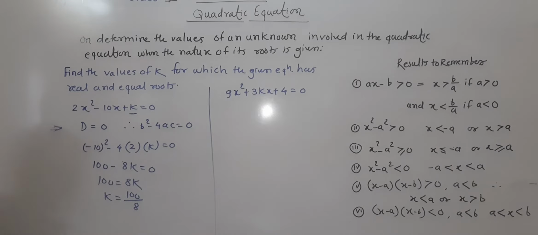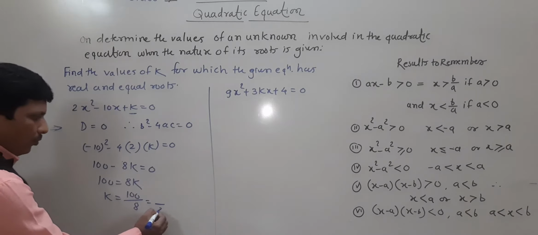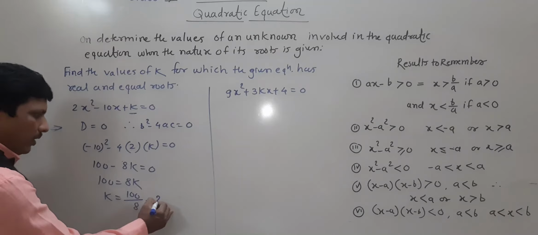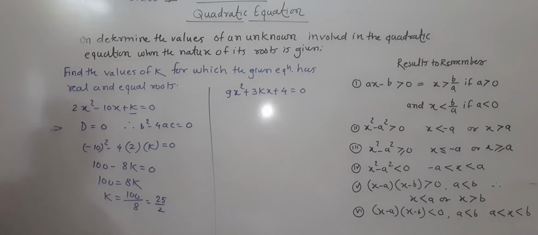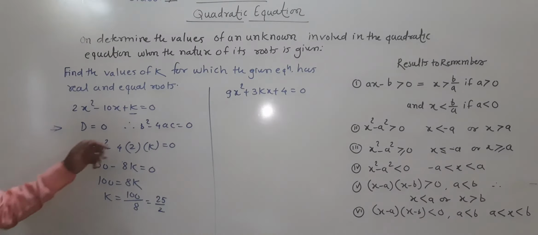So what will we get here? k is equal to 100 divided by 8, 4 2s are 8 and 25 by 2. Okay. b square will be 10 square plus 4 into a is 2 into k. So 100 by 8, that is 25 by 2. Okay, so this is the first answer. Here, see, directly it was equal to, so there is no problem.